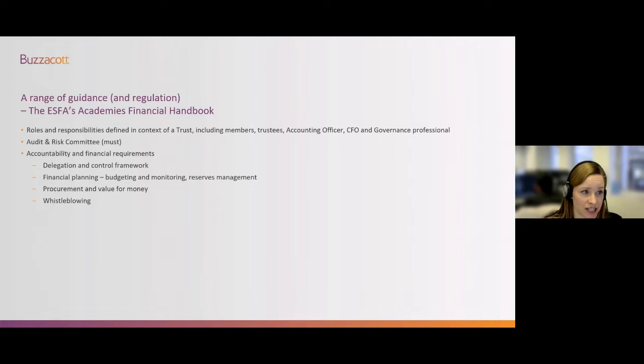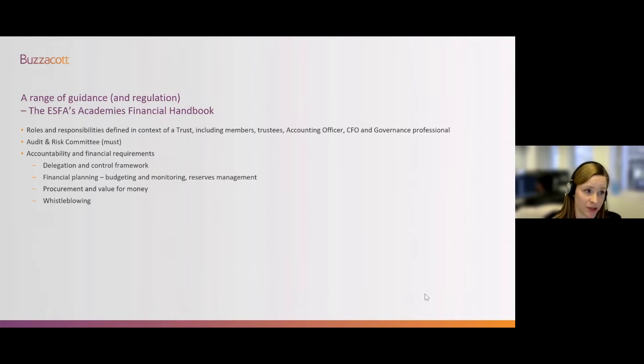So what does the Academy Trust Handbook aim to do? It's ensuring that the board members particularly understand their roles and responsibilities and how that drills down into some of the very specific requirements that the ESFA has in terms of reporting and monitoring the activity of an Academy Trust. So the handbook starts off by setting out these roles and responsibilities and defining them in the context of an Academy Trust. So that includes the members, the trustees, the role of the accounting officer, the chief financial officer and the governance professional, previously known as the clerk. And we'll look in a bit more detail later about that role in the DFE's clerking competency framework.